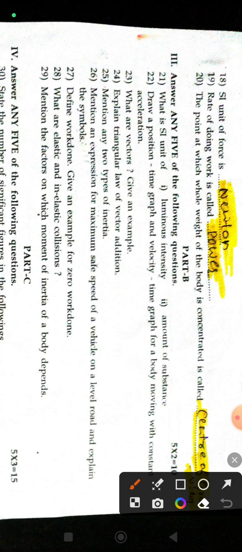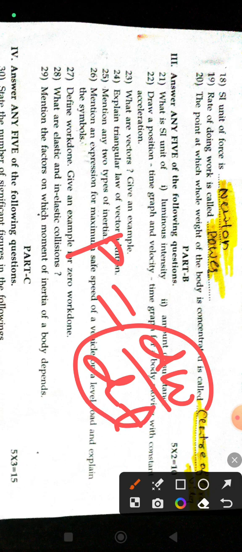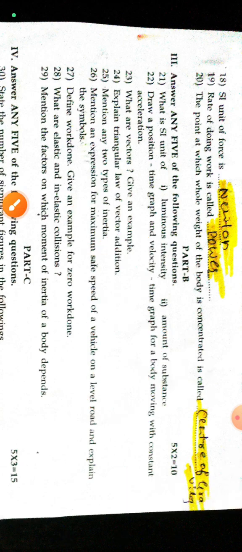Okay, 19th question, rate of doing work. Rate of doing work is called as what? Power. We know power is dW divided by dt. Rate of doing work, dW by dt, is called as what? This will give the power. Okay, 20th: the point at which whole weight of the body is concentrated is called as what?